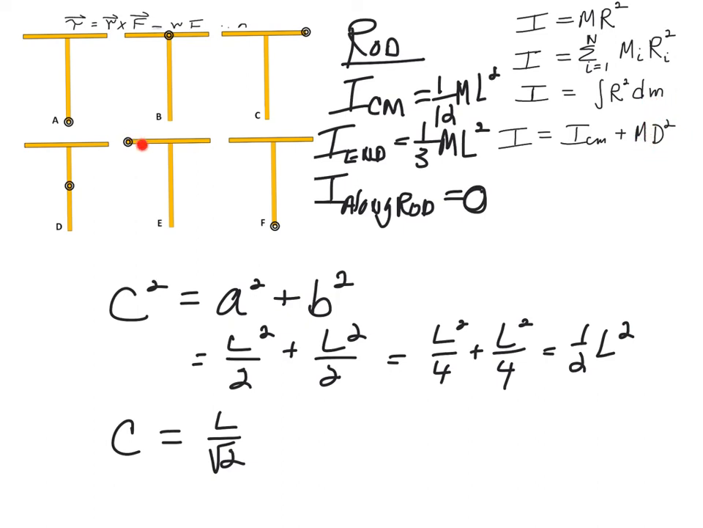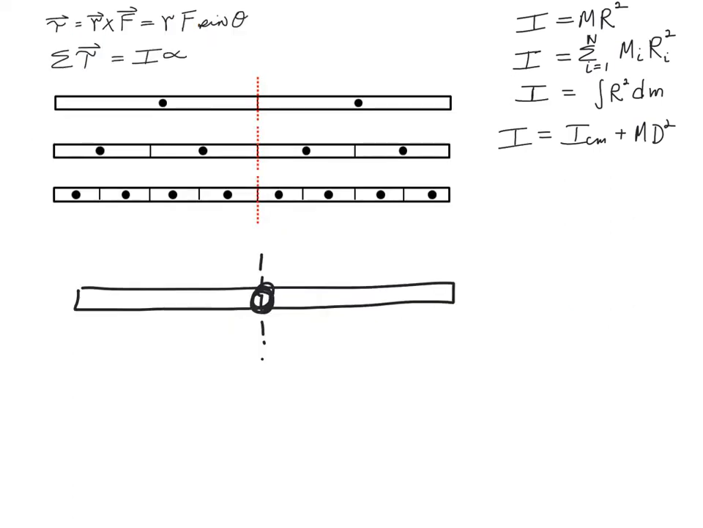If you want to actually know what that distance is, well, it's L over the square root of 2, but every time you use it, you're going to square it anyway. So just leave it squared, and it shows up twice in this problem. Okay, let's move on. Okay, one more rod problem.